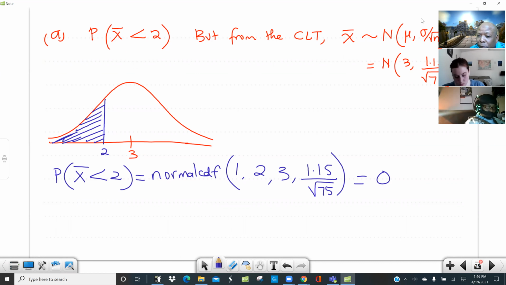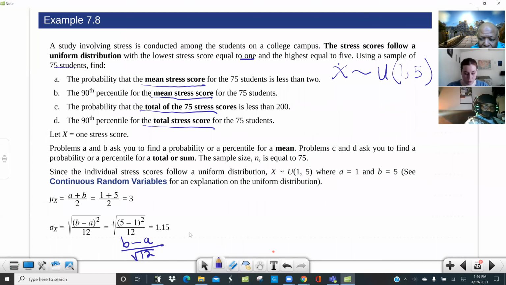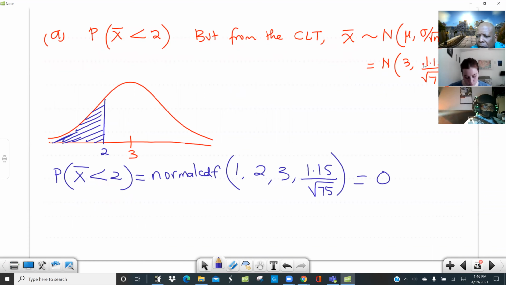So we now have to find these numbers. Well, mu is the mean of the population, which is 3. Sigma over root n is what we need. So if I pick 1.15, I need to divide it by the square root of 75 because the sample size is 75. So really, this is normal with mean 3 and standard deviation 0.1328.